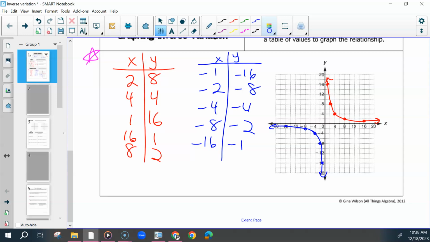So this makes a shape called a hyperbola. We're not going to do much with hyperbolas, except you need to know what it looks like. So if you see this graph, that means this is inverse.